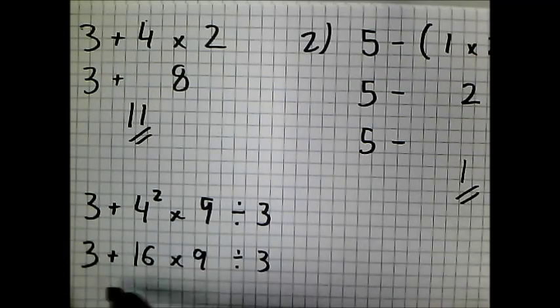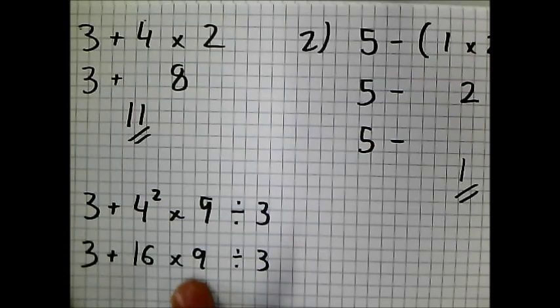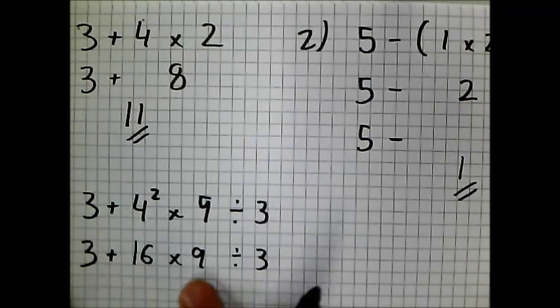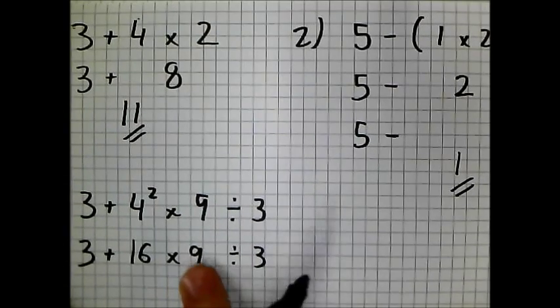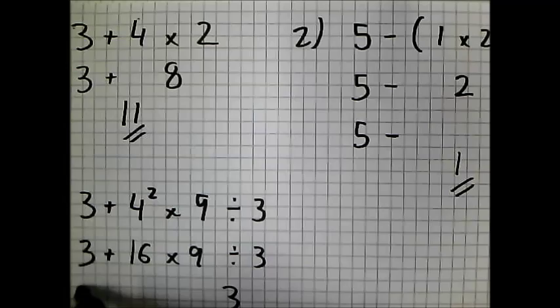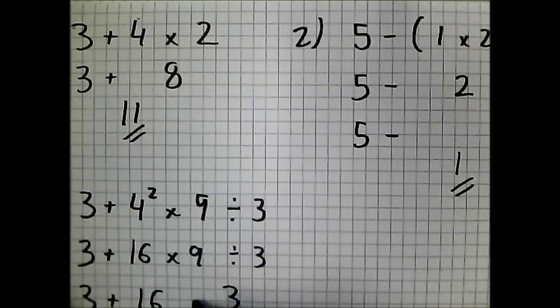I've done my powers, there aren't any brackets. I now do multiplication or division in any order. So here I will choose to do the division first, although you can quite happily multiply this first as well. So 9 divided by 3, that becomes 3. I bring down everything that I haven't touched yet. I'm left with 3 add 16 multiplied by 3.